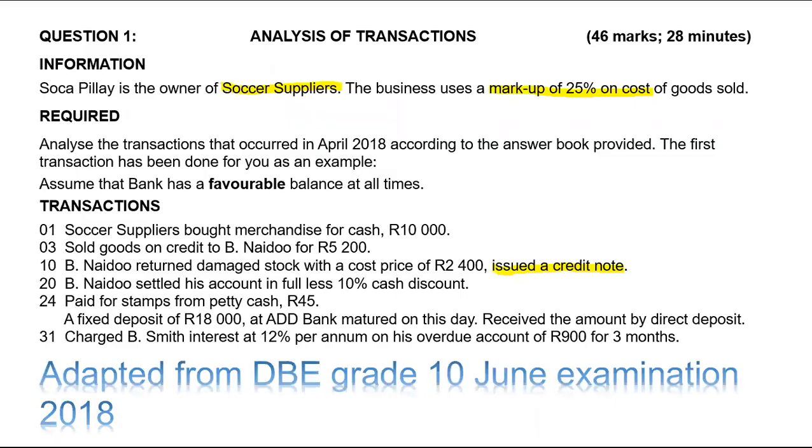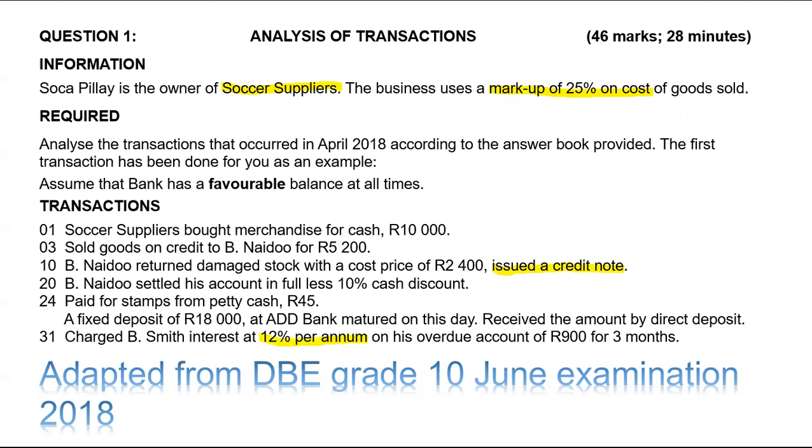It says that we charge DBE Smith interest at 12% per annum on his overdue account of 900 for 3 months. That was per annum. 12% was per annum. Highlight that because sometimes the interest will be per month. In that case, you will simply take the amount owing, times it by 12% and times it by 3. But here, because they said it's per annum, we are simply going to multiply by 3 and divide it by 12. Per annum means it's for 12 months.